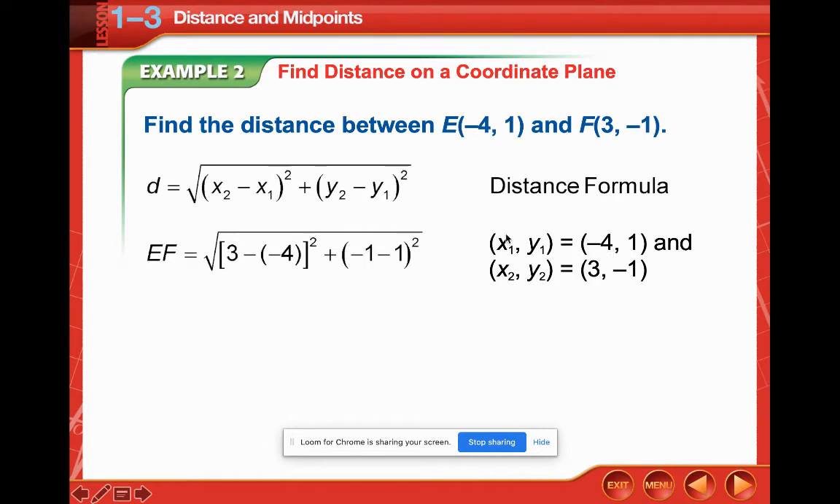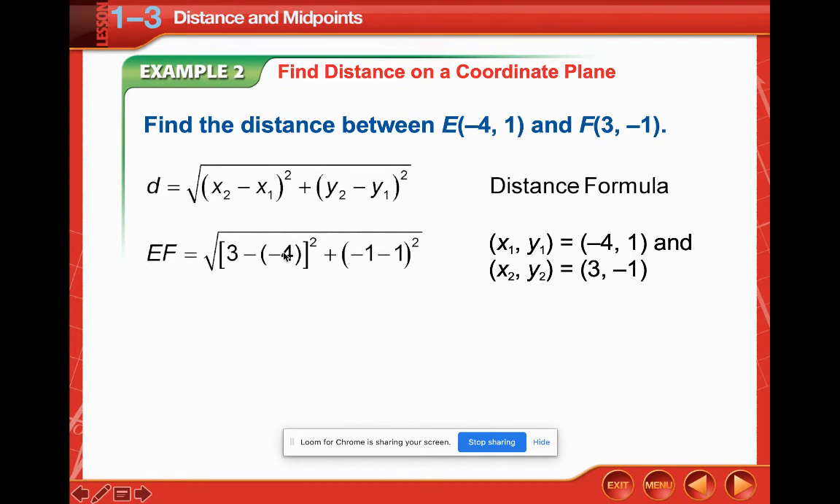Let's plug these in. Our x1 is negative 4, right? Where do we plug in our x1? Right here. Perfect. Our x2 is 3, so we go up to our x2 and plug it in there. There it is.